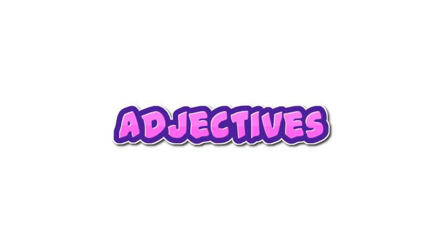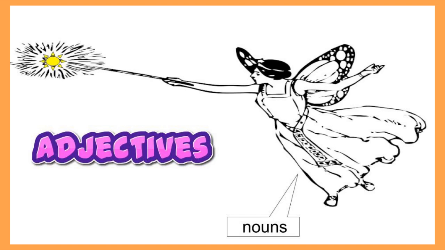Let's take a moment to talk about words we call adjectives. Adjectives are like the color of the word world. They bring color to nouns. In fact, without adjectives, nouns would be flat and two-dimensional. Adjectives help us understand more about the noun.